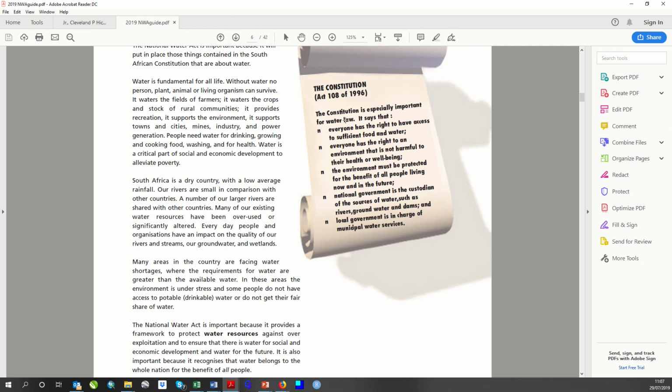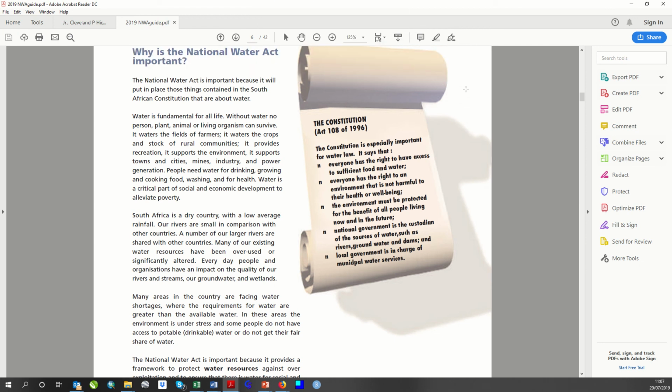Still recording. Yep. All right, let's just take a little step back and look at your rights in the Constitution. Act 108 of 1996 is the Constitution of South Africa. What does it provide you in terms of water resources? Everybody has the right to sufficient food and water. Everybody has the right to an environment that is not harmful to their health or well-being. The environment must be protected for the benefit of all people living now and in the future. Okay? National government is the custodian of all the sources of water, such as rivers, groundwater, and dams, and local government is in charge of municipal water services. Okay, that's in the Constitution.